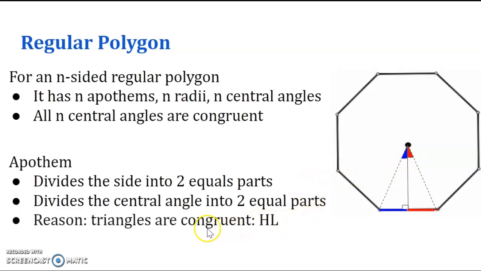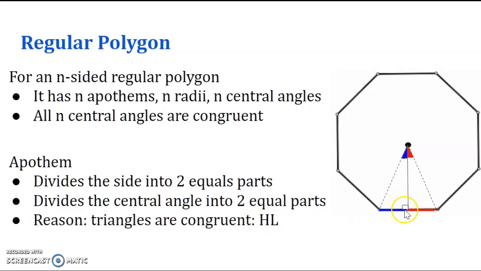And how do we know that? Because this triangle on the left and the triangle on the right are congruent by HL. Remember the congruence conditions: side-side-side, side-angle-side, angle-side-angle, or angle-angle-side. If you satisfy those, then the two triangles are congruent. Well, HL is one of them. H stands for hypotenuse, L stands for leg, and this only applies when you have a right triangle.